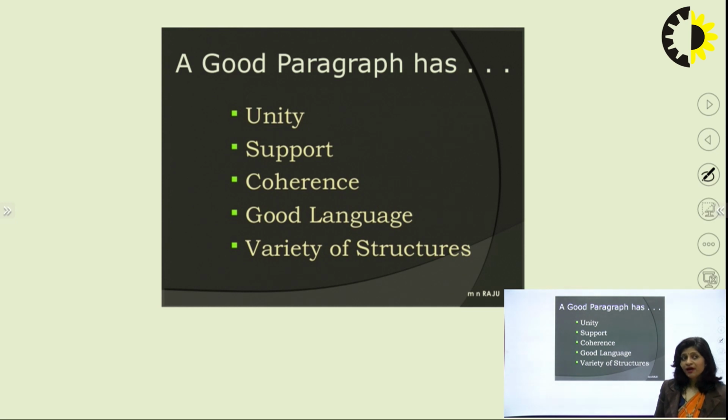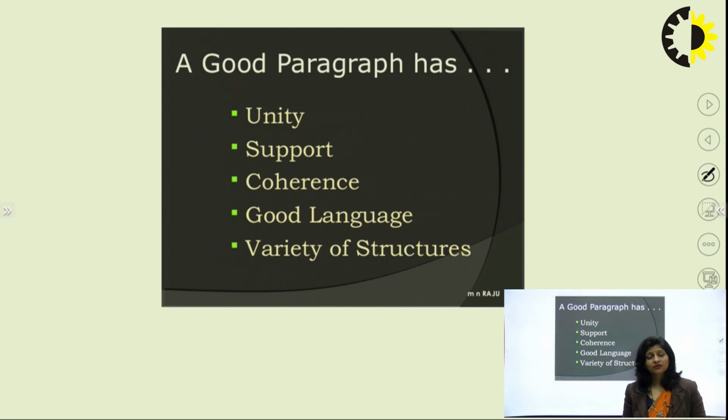Now, a good paragraph should have certain characteristics. What are those characteristics? Unity, support, coherence, good language, variety of structures. These are devices or tools to develop a good paragraph. To write an effective paragraph, you must understand how you can bring unity and how you can maintain coherence in your paragraph. So first let's understand what is unity.